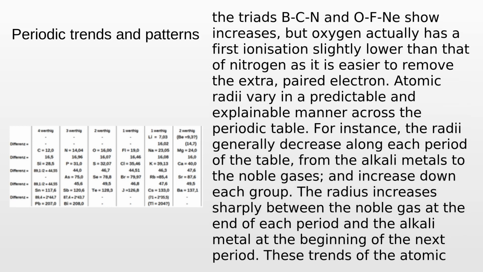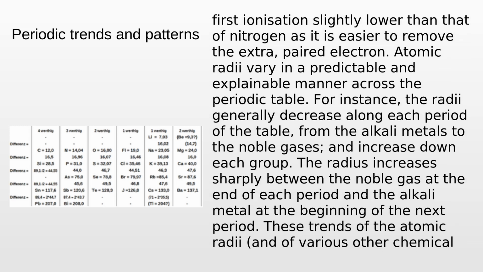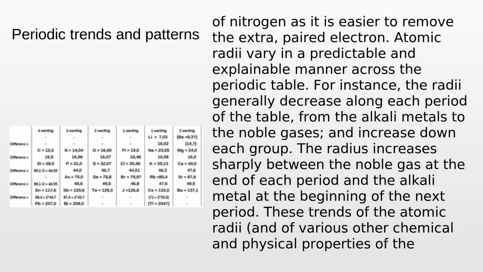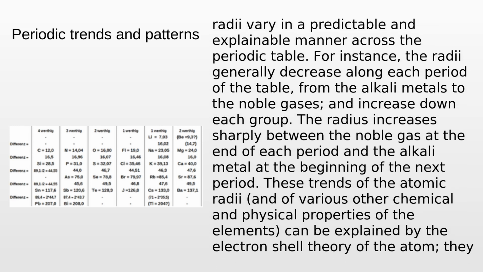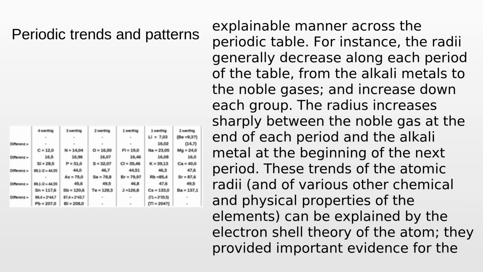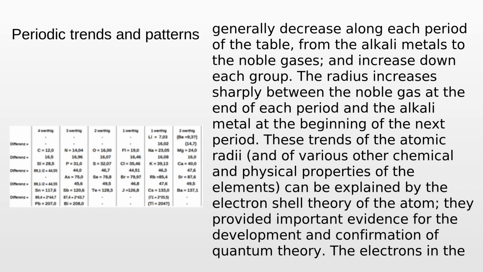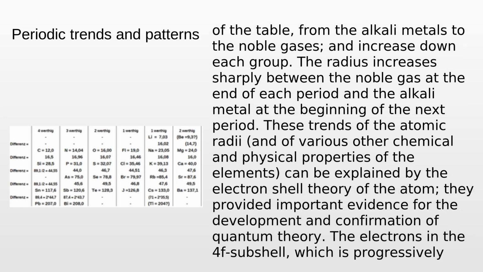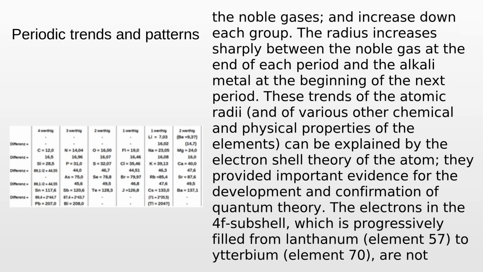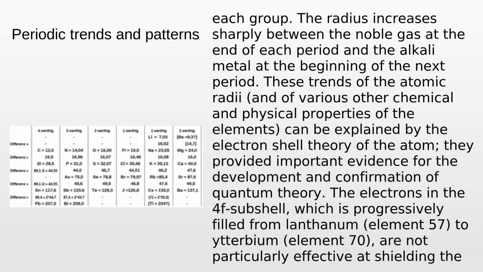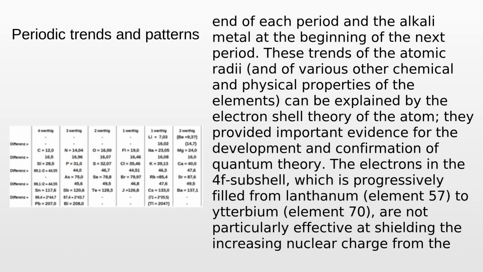But oxygen actually has a first ionization slightly lower than that of nitrogen, as it is easier to remove the extra paired electron. Atomic radii vary in a predictable and explainable manner across the periodic table. For instance, the radii generally decrease along each period of the table, from the alkali metals to the noble gases, and increase down each group. The radius increases sharply between the noble gas at the end of each period and the alkali metal at the beginning of the next period.